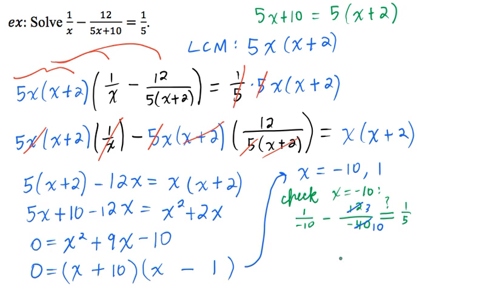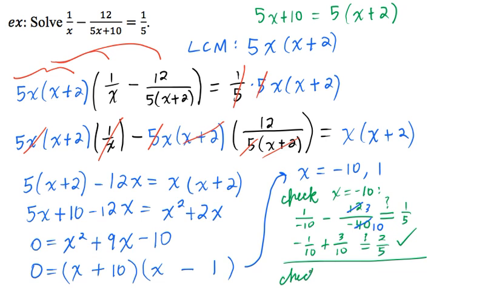So we actually have negative 1/10. We have negative of the negative, so plus 3/10. Does that equal 1/5, which is equivalent to 2/10? And yes, that's definitely true. Negative 1 plus 3 equals 2. And then you'll want to go check the other one. Well, we'll just go ahead and do it.